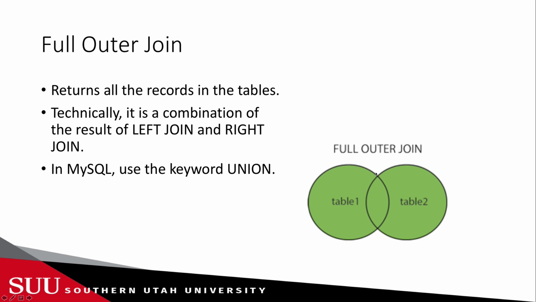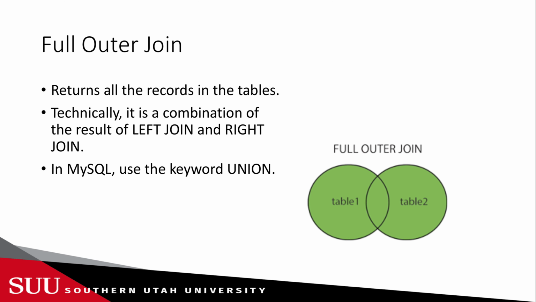Remember this part: if I get all of table 1 and the intersection between table 1 and table 2, this is a left join. If I get all of table 2 along with the intersection, this is a right join. So if I get all of the things, then this is nothing but a union, which is a combination of left join and right join.